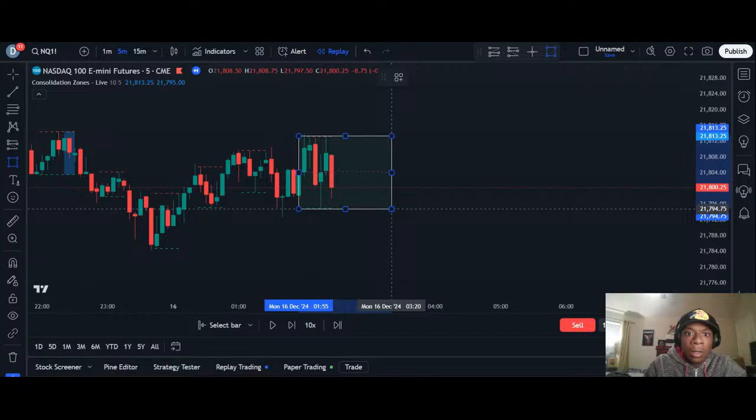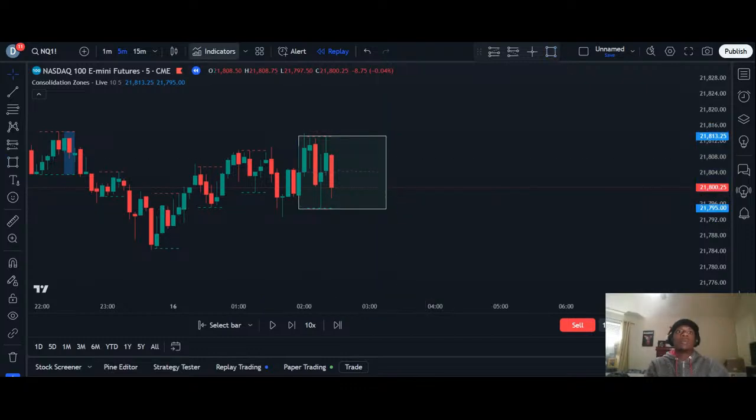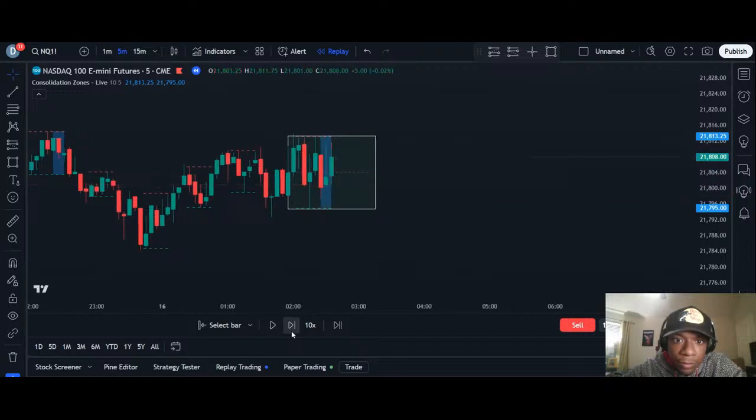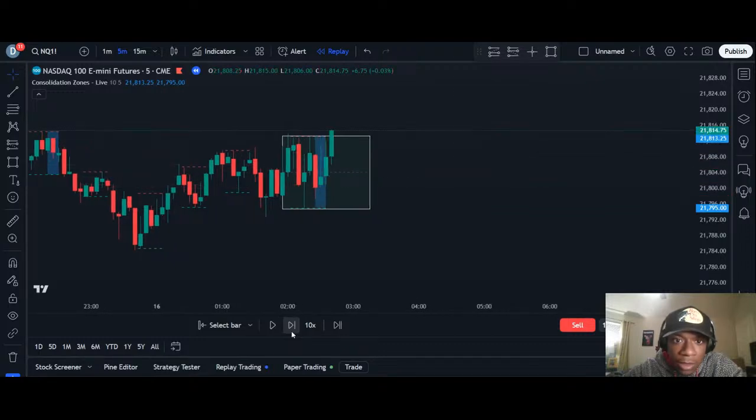Now, since we are on the 5 minute time frame, my templates are designed for the 1 minute time frame. So if you're on the 5, you might want to double up. I'd say you probably double up. So let's wait for a close. I'll explain what I mean by that.